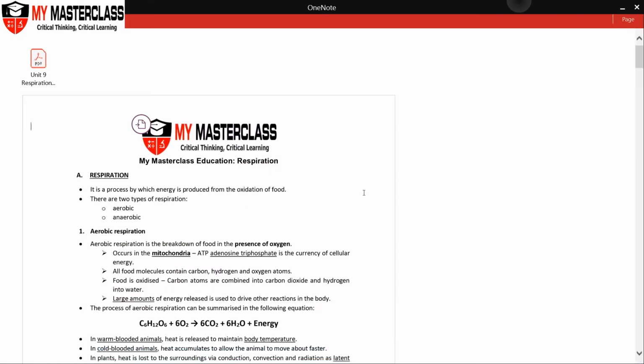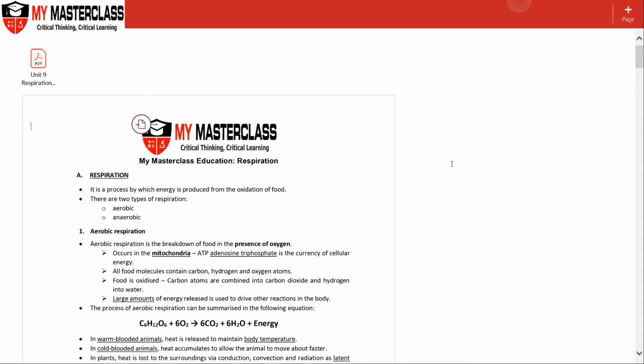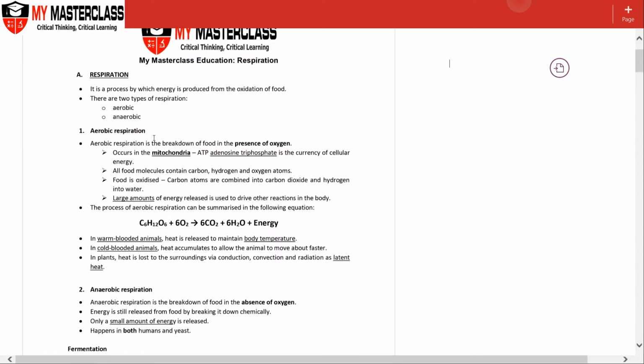Hi students, today we'll be talking about respiration. Okay, so for respiration, there are two types of respiration. One is aerobic respiration and the other one is anaerobic respiration. Aerobic respiration is basically the breakdown of food, but you require oxygen.